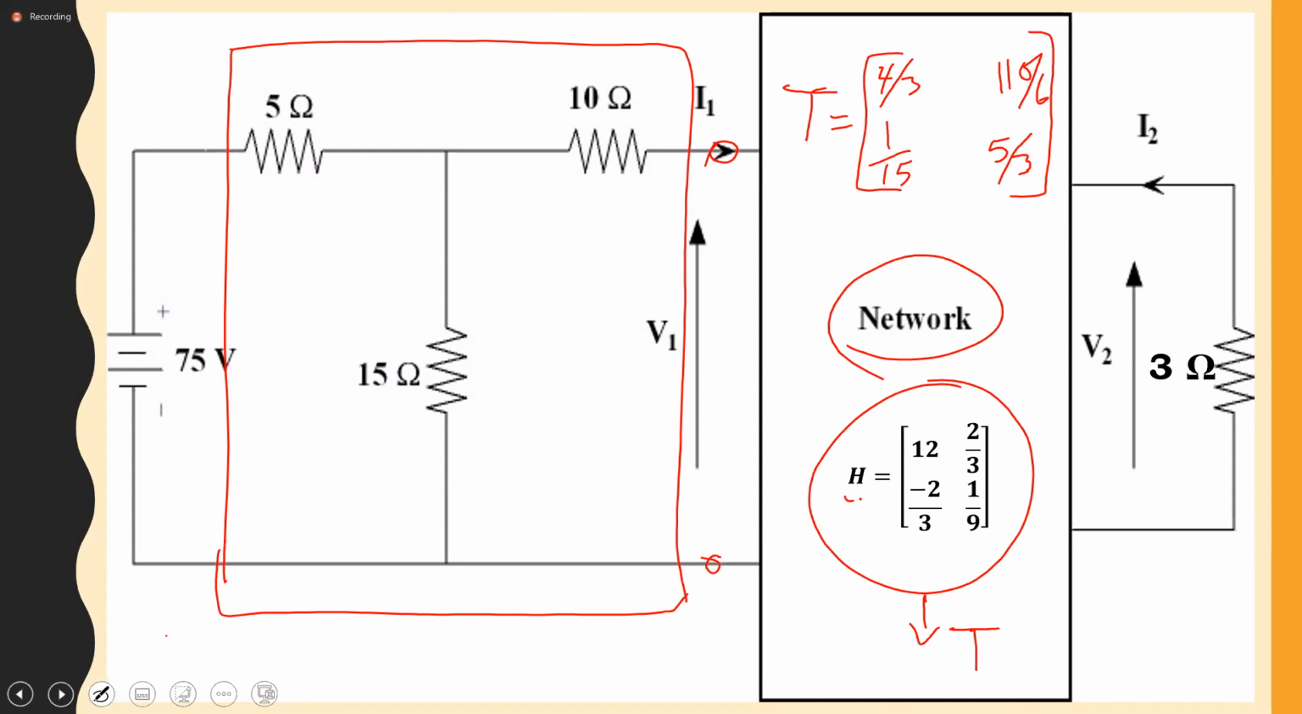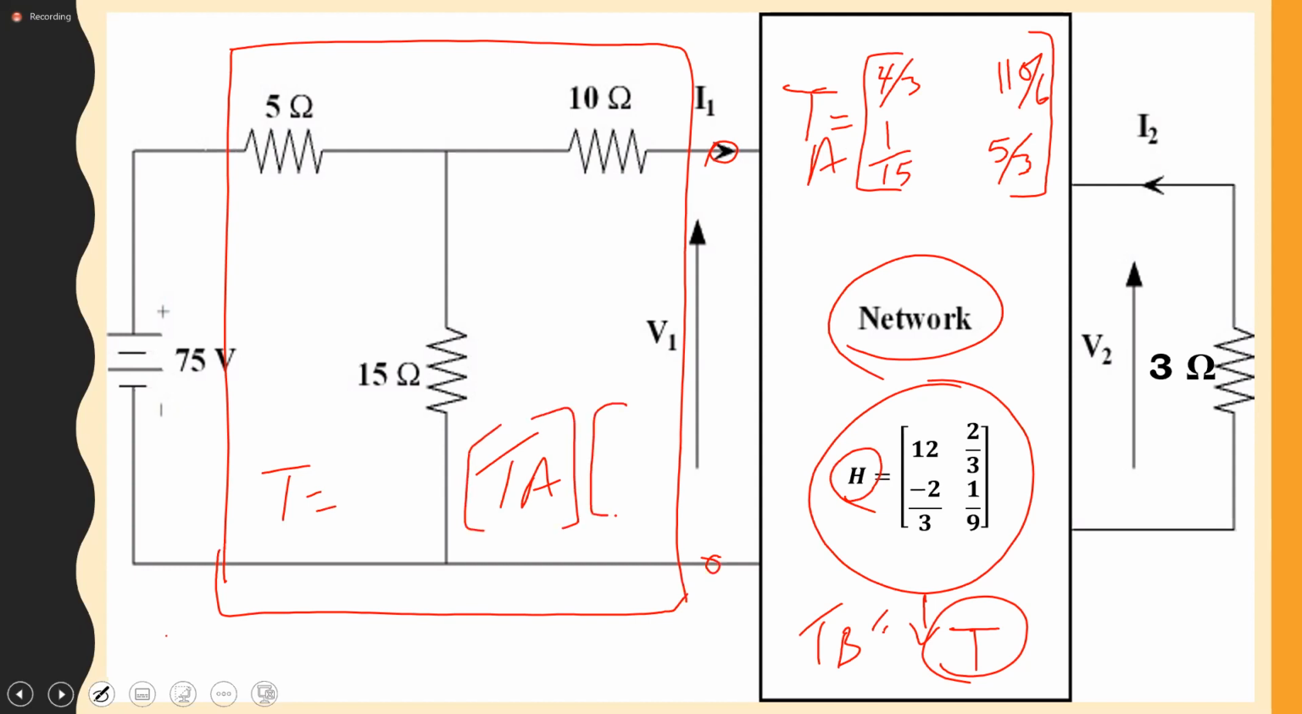You can convert the H parameters to your T parameters. So you then have TA, which is what you have up here. And then you would have TB, which is for this. And so T would be equal to TA times TB. Everybody clear with that?